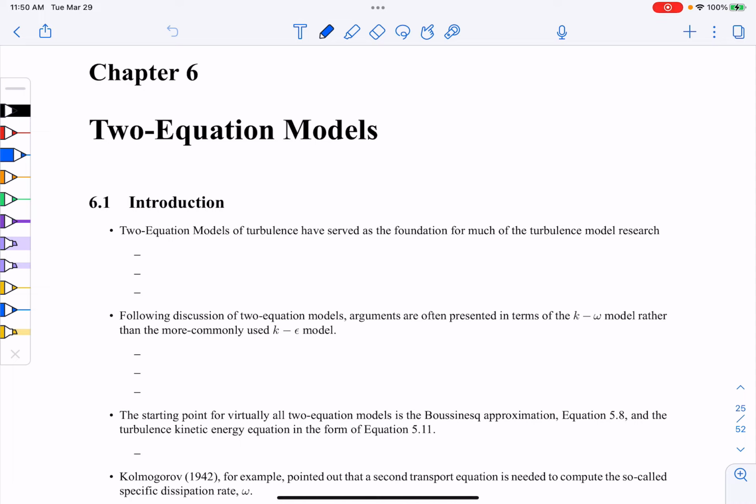So yeah, two equation models. So what have we done so far? We've looked at algebraic models, the most famous ones. We've looked at one equation models, and now we'll turn our attention to two equation models. And probably the two most popular two equation models are K epsilon and K omega.